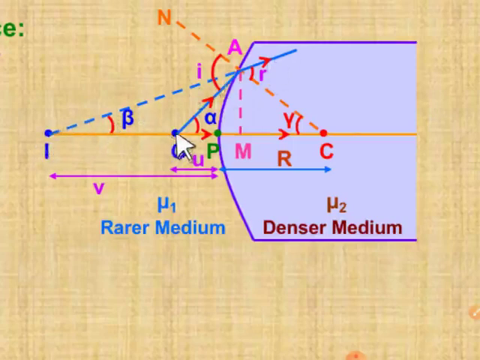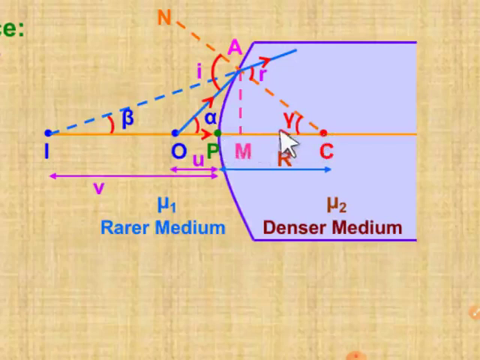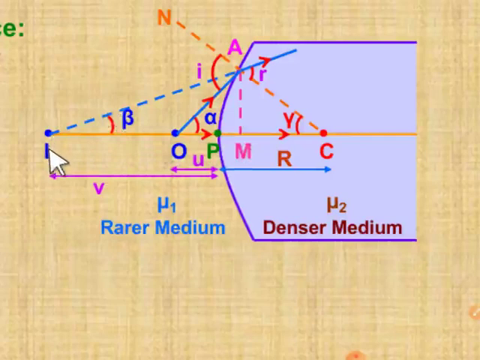And another ray from the same object passes through the pole and goes to the center of curvature, so it goes without any bending. So this refracted ray, PC, also seems to be coming out from somewhere here like this. The two virtual refracted rays meet here at this point I, and this I will be the position of the image for this object at O.